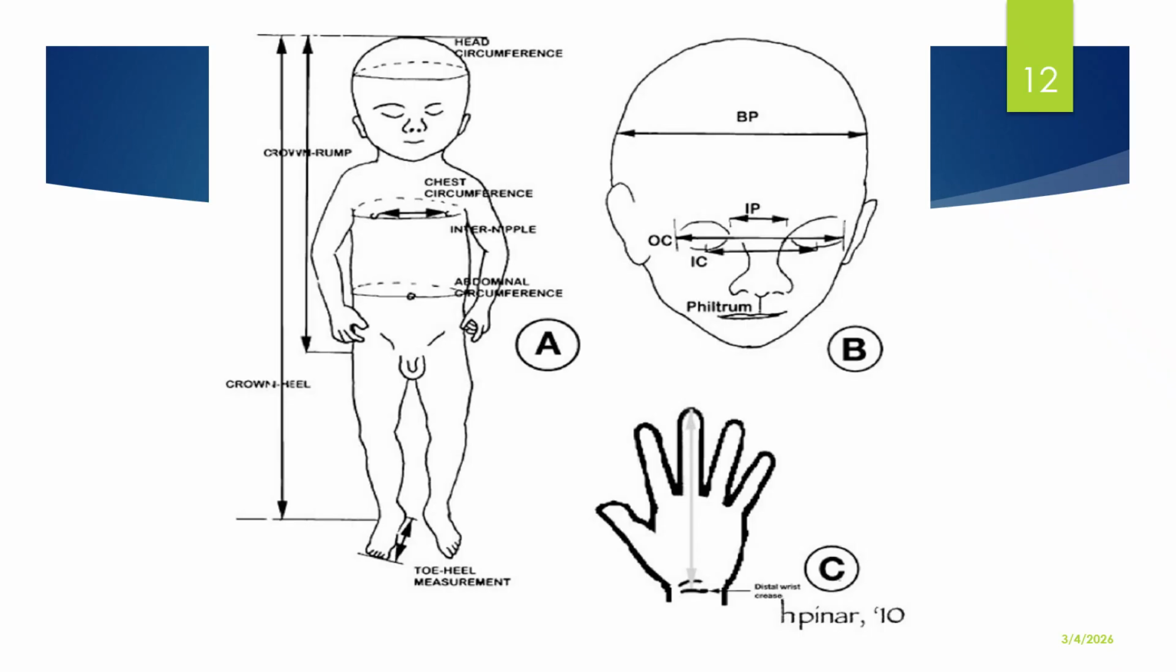So this picture just shows the various measurements that we take. This is the head circumference. This is crown to rump length. This is crown to heel length. And this is the abdominal circumference. And this is the internipple distance. This is the biparietal diameter.